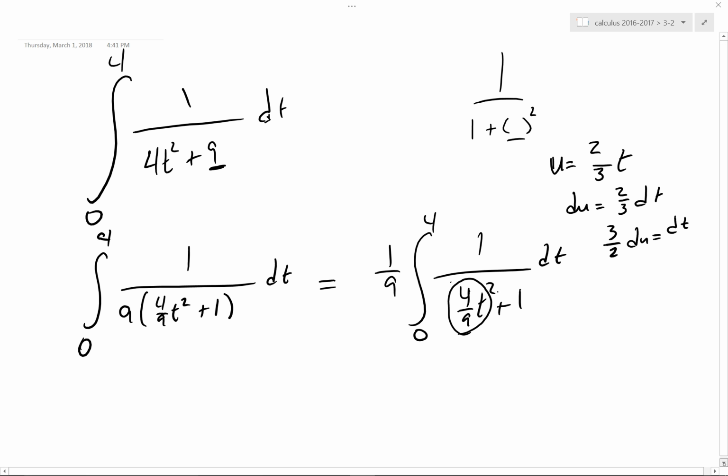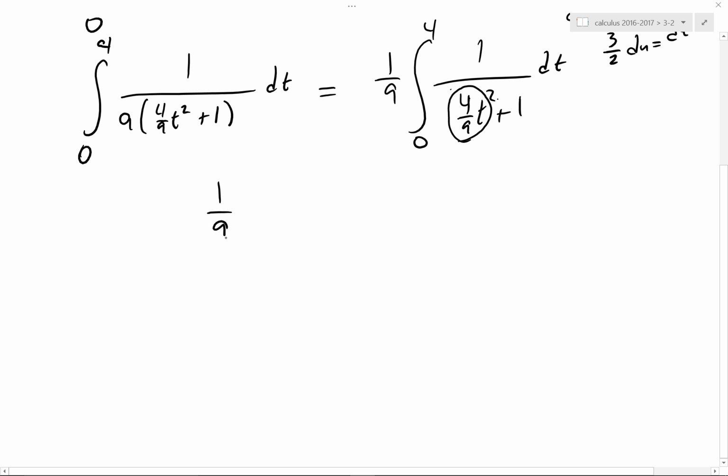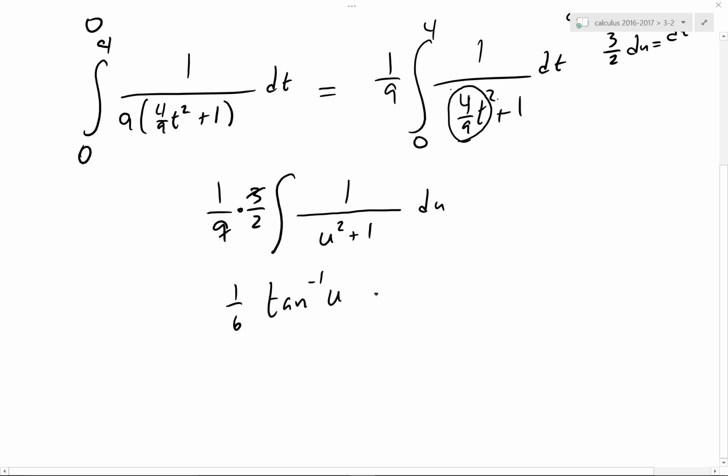Is that correct? So what I'm going to do is pull, I still have the 1/9 out front. I'm going to put my 3/2 out there with it. I'm going to get rid of the 4 for right now, and then this is going to be u squared plus 1 du. So that's going to be 1/6. And this is going to be then arctan of u, correct? Which then I'm going to resubstitute and do 1/6 arctan of 2/3 t. Does that make sense? And then we evaluate it from 0 to 4.